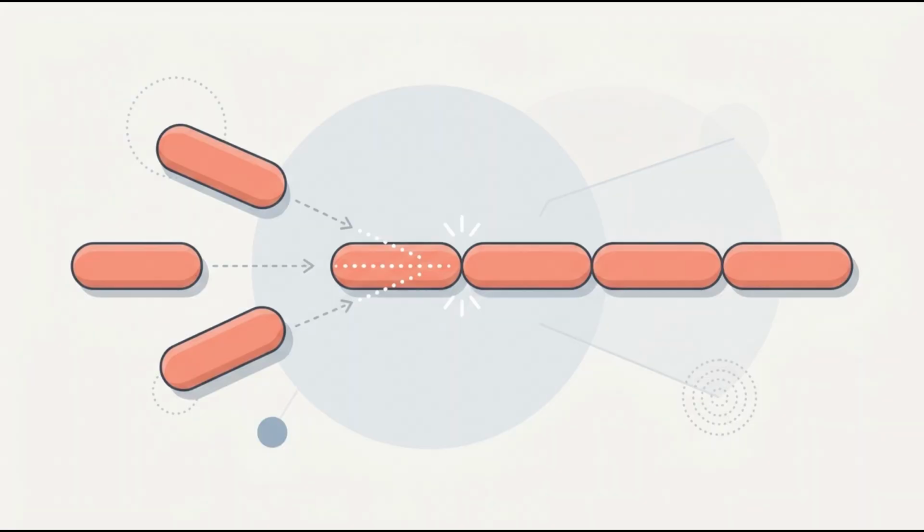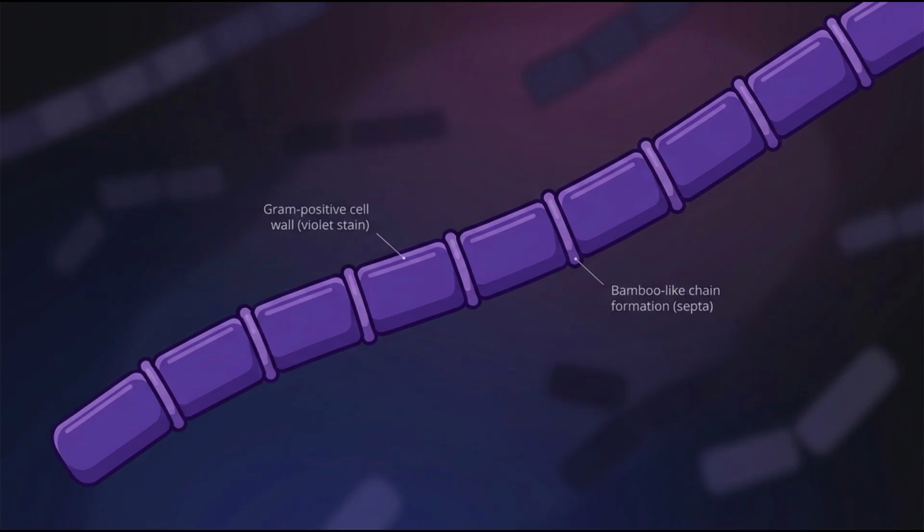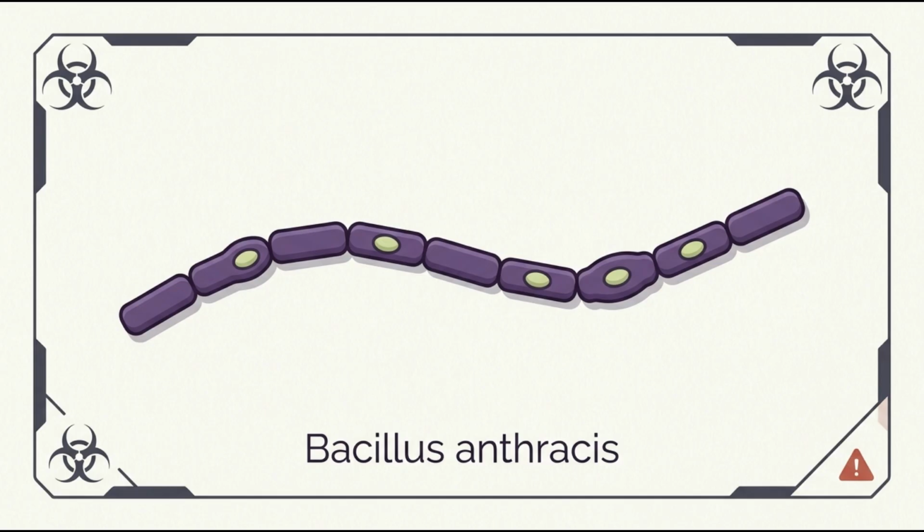Now line those rods up end to end. A chain of rods like train cars, streptobacilli. One builds long bamboo-like chains, and it's deadly serious. That's Bacillus anthracis. Yes, the anthrax bacterium itself.